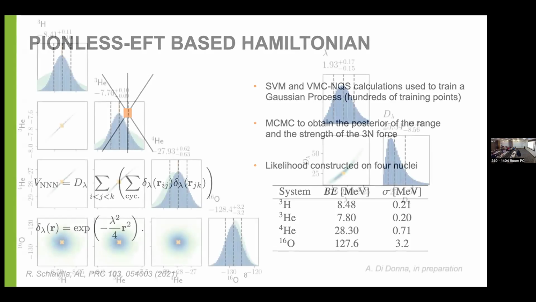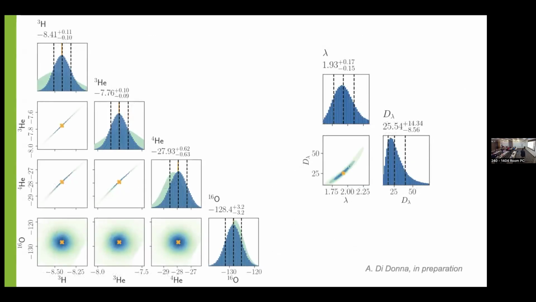And what we did, we computed a bunch of ground state energies for different samples of the regulator and the strength of the three-body potential. We trained a Gaussian process on it, and then we could do a Markov chain. We could sample these low energy constants and build these posterior distributions. We are not putting any prior on the low energy constants because this is not really an effective field theory. These are just distributions based on the light nuclei.